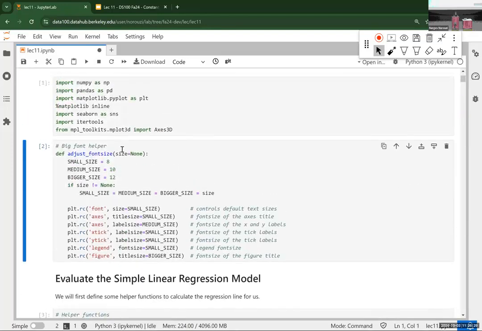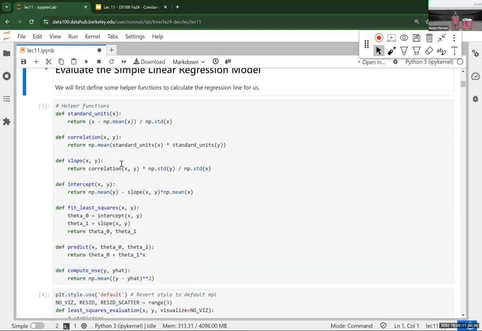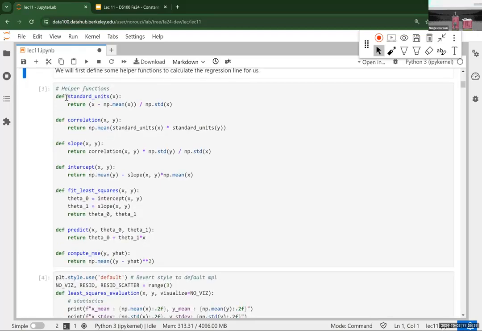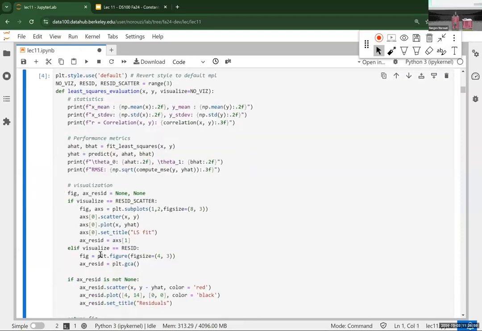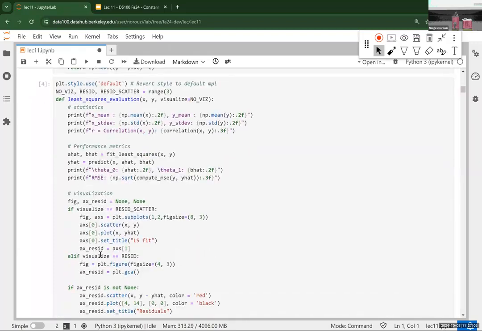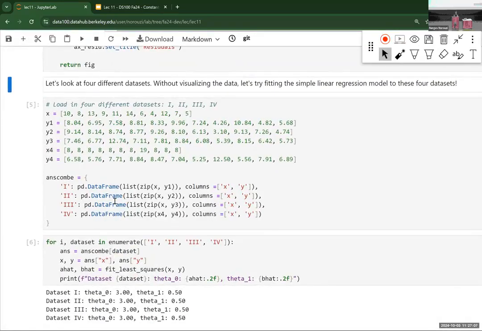So, some import statements. This is just for adjusting the font size and whatnot on the plots. And I have a bunch of different functions: calculating a standard unit, calculating correlation, calculating a slope and intercept, fitting the least squares line by calculating theta 0 and theta 1, getting the prediction, and calculating mean squared error. So all the functions that you would need in order to create a line and evaluate a line are implemented here. The next bunch of code is just doing visualization, so I'm not going to go over it, but I'm going to jump into the actual data set.